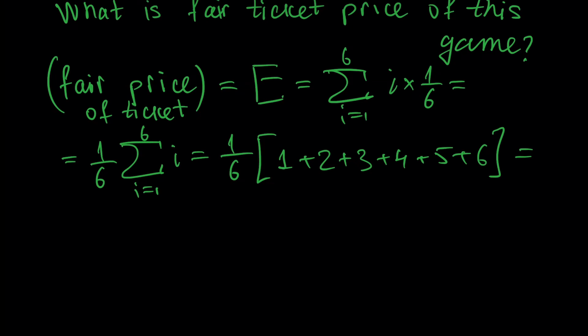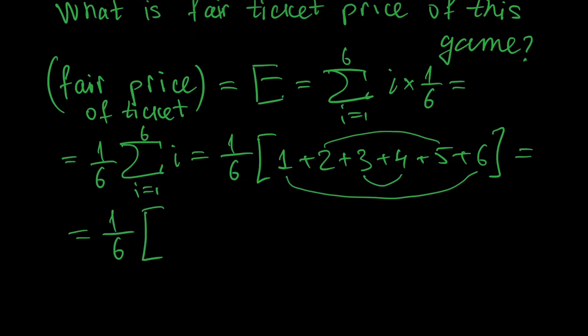Obviously, we have to perform addition of 1 and 6. It will be 7. 2 plus 5 is also 7. 3 plus 4 is also 7. So we have 3 pairs of 7s. It will be 1 over 6 times, we can write it as 1 plus 6, which is 7, times 3. And 3 is 6 divided by 2.